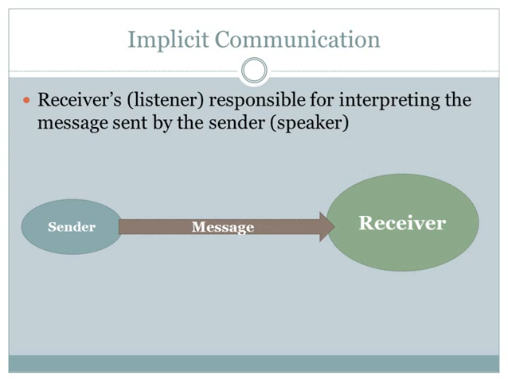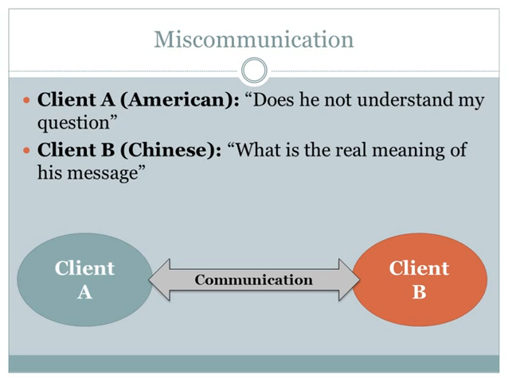In implicit communicating societies, it is the responsibility of the receiver, the listener, to interpret the messages sent by the sender, or the speaker. That is why we call this form of communication implicit, because the sender is sending an implicit, or indirect, or unclear message to the receiver, and the receiver must interpret the implicit message being conveyed to them. So what happens when client A, an explicit communicator, tries to communicate with client B, an implicit communicator?